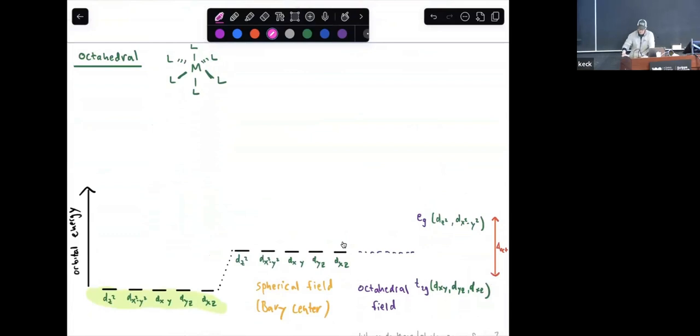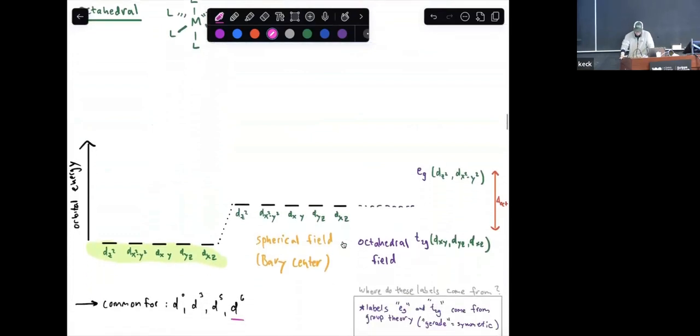Let's look into this in a little bit more detail. So first, we can consider the 5 d orbitals that we just mentioned here.